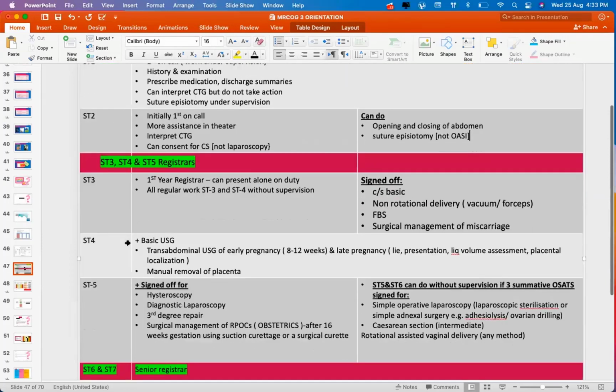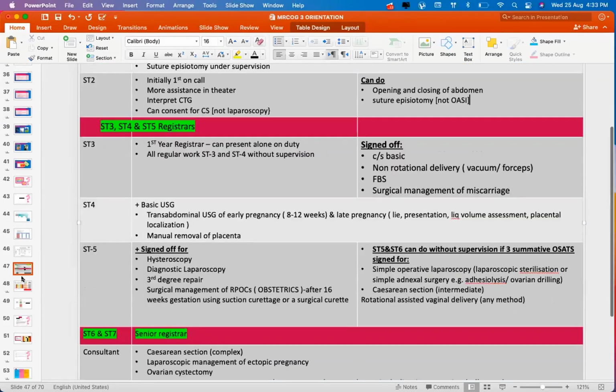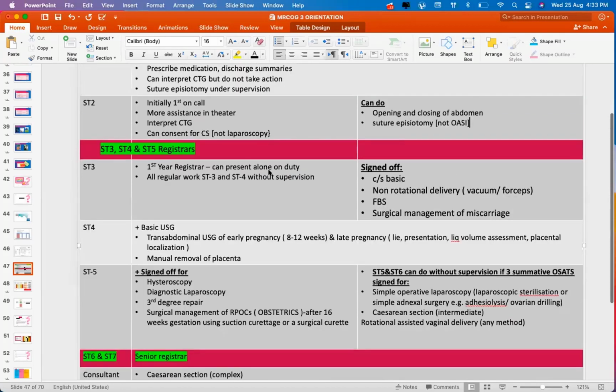Okay, anything else? Okay, another. Hello, Dr. Elena. Yes? Thanks for the presentation. Yeah, please. For ST2, you said they can interpret CTG and take action. Can they take action? Sorry, your voice is not clear. Can you please speak a little louder? What I'm saying is that for ST2, can they take action on CTG after interpretation?